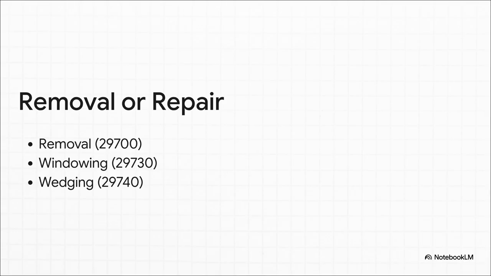And finally, code 29740 is for wedging a cast. Wedging is super fascinating. It's when the doctor cuts a horizontal slit into the cast and inserts a tiny wedge to slightly change the angle of the healing bone. And again, they do this so they don't have to apply a completely new replacement cast.